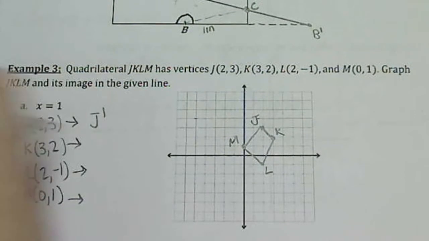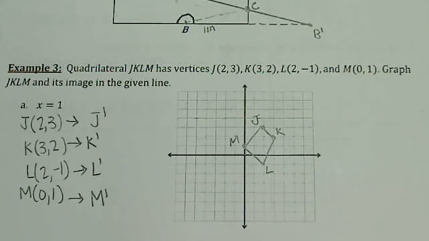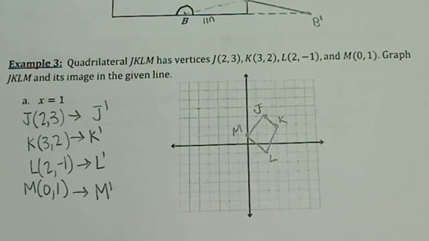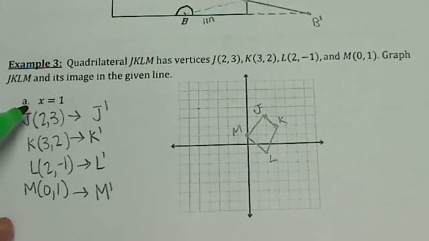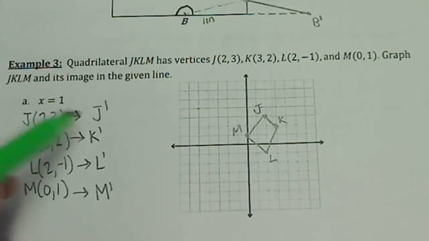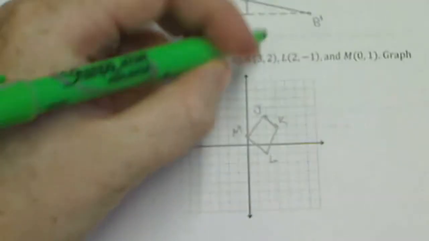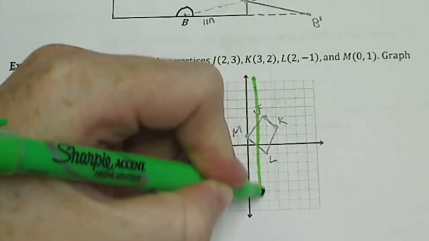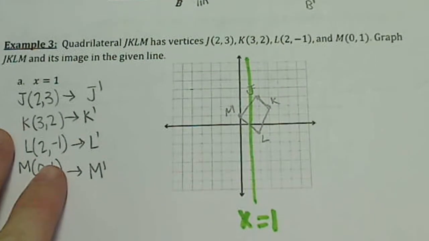So we're going to have a J prime, a K prime, an L prime, and an M prime to be the image that we've reflected. With my highlighter, I'm going to use it to draw my line of reflection x equals 1. So think about what type of line that is. It's an equation, so it's a vertical line at 1. So right here, here's my mirror. X equals 1.